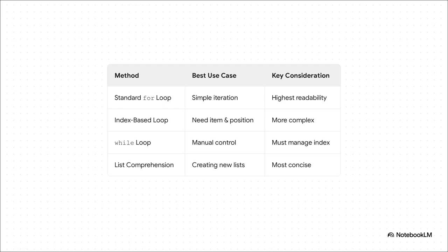If you happen to need the item's position, then you switch over to the index-based loop. If you need that really fine-grained manual control, the while loop is your friend. Just be careful. And finally, if your main goal is to create a new, modified list, list comprehension is hands down the most elegant and Pythonic way to go.